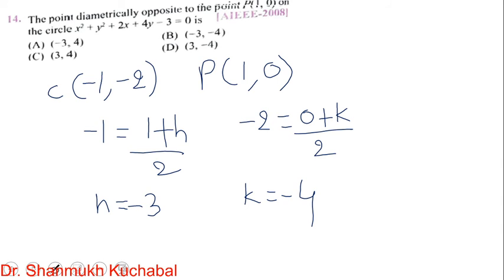That other point we call Q. The coordinates are h comma k. h is -3, k is -4. So clearly option B is the right answer. See, almost all the answers are very near, they just differ by a plus or minus sign. So we have to observe carefully.